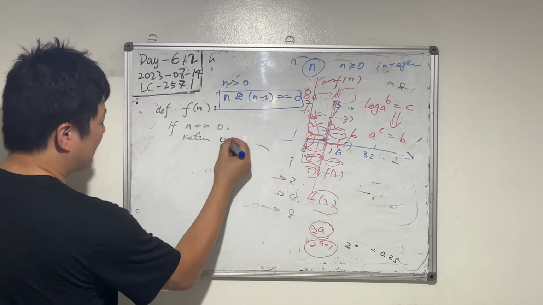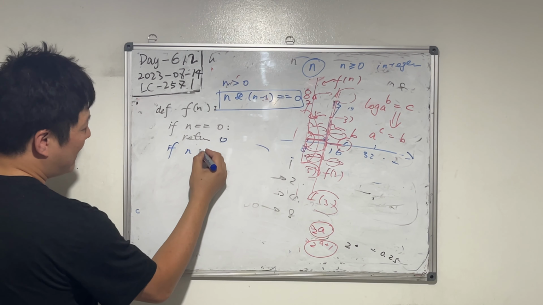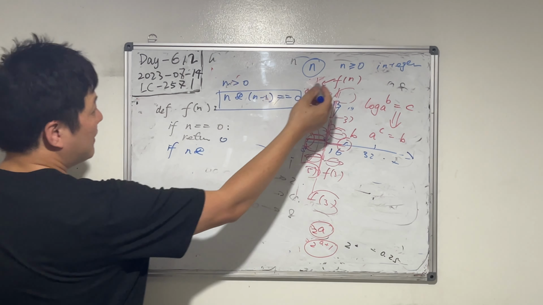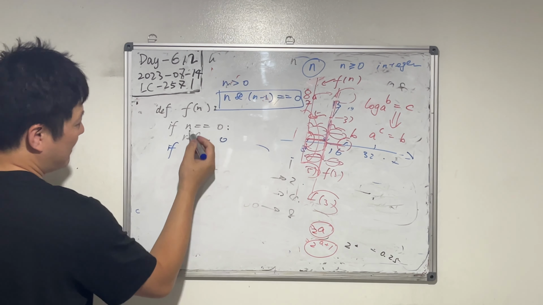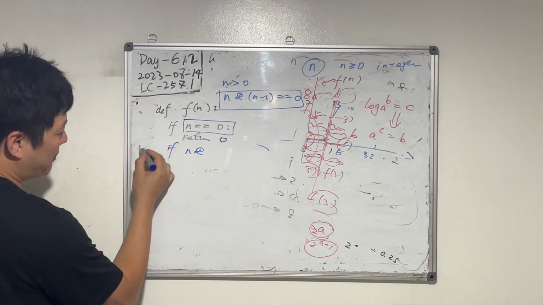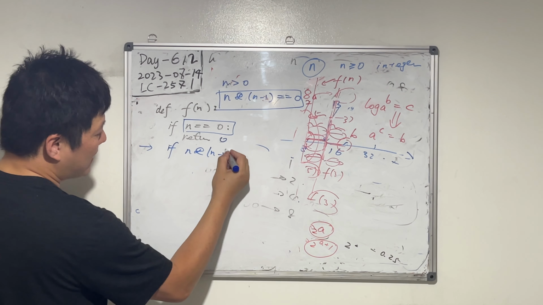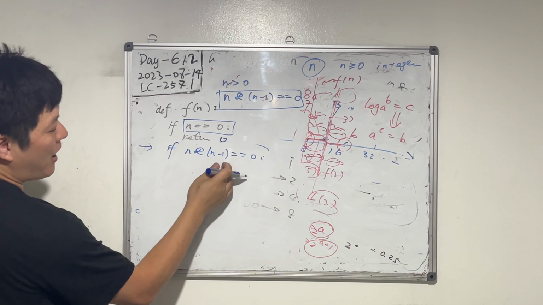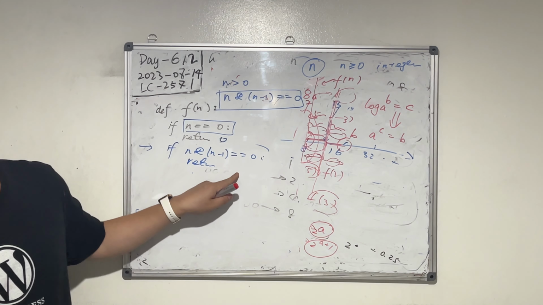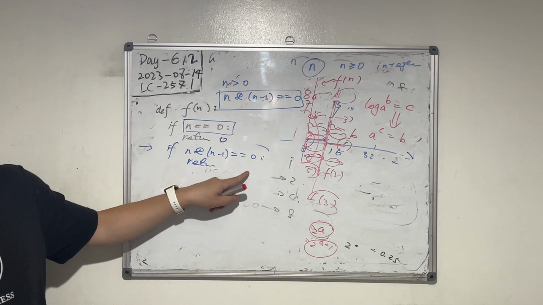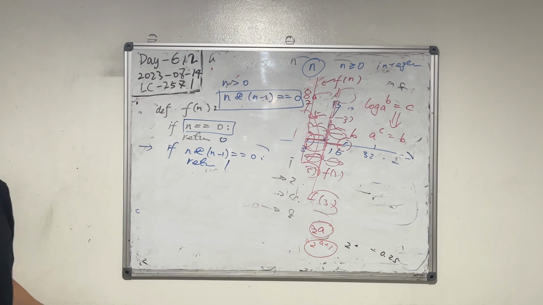So, okay, look. Because we're given non-negative integers, right? So if it's not 0, then here it's positive. So if n AND n minus 1 equals 0, if it's a power of 2, then we return how many steps? 1. Well done, excellent. Okay, 1 step.